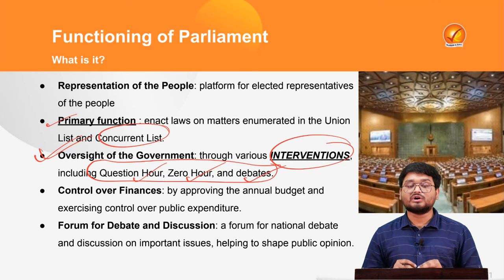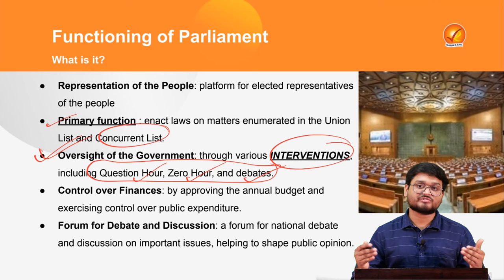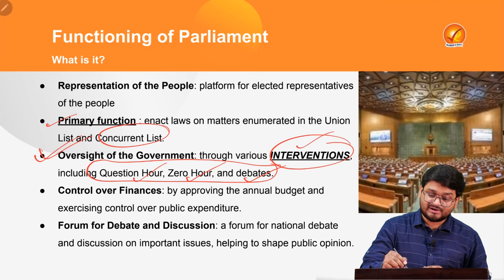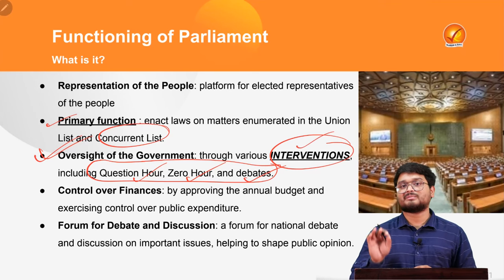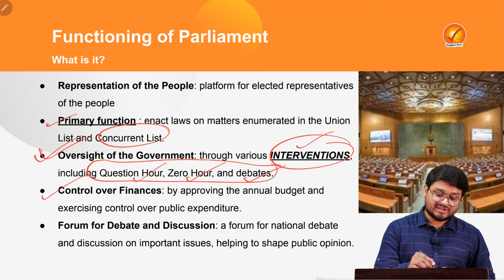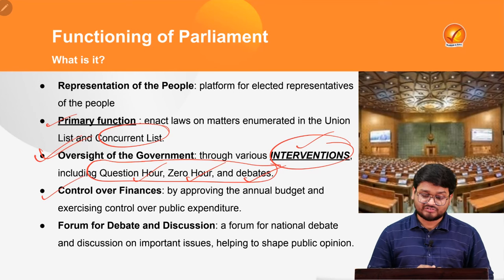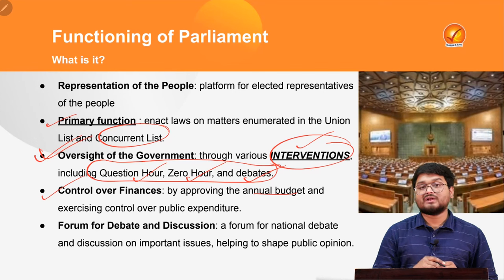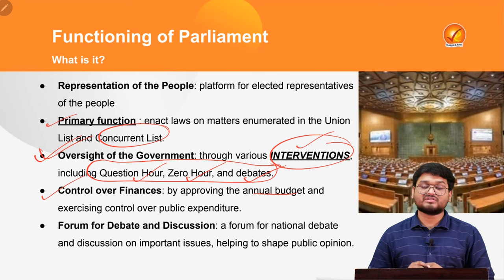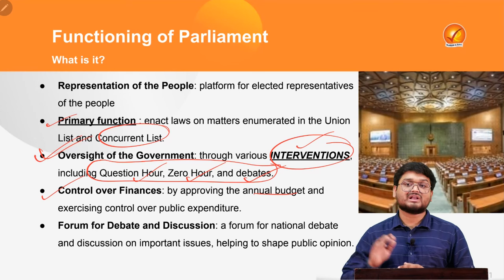If they want to even topple the government, that is also possible through a no confidence motion. So these are the various interventions available to the MPs to hold the government of the day accountable. Next, they also have control over finances, because of the annual budget and the various controls on public expenditure through committees in the parliament.